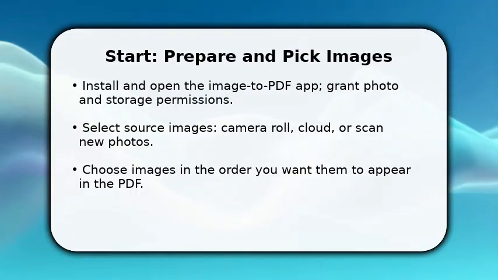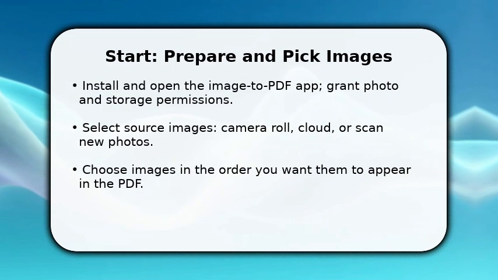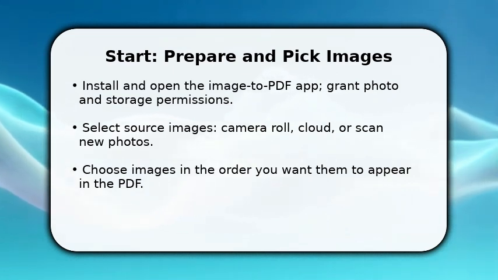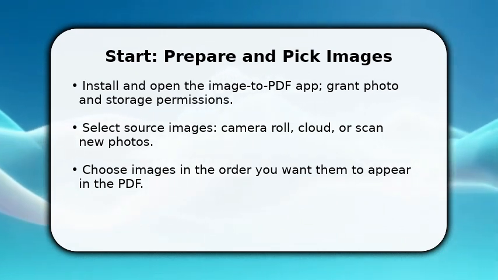You start by opening the converter and allowing access to photos and files so the app can read and save images. Next, pick the images you want to include. Choose them in the sequence you want pages to follow because order matters for multi-page PDFs.